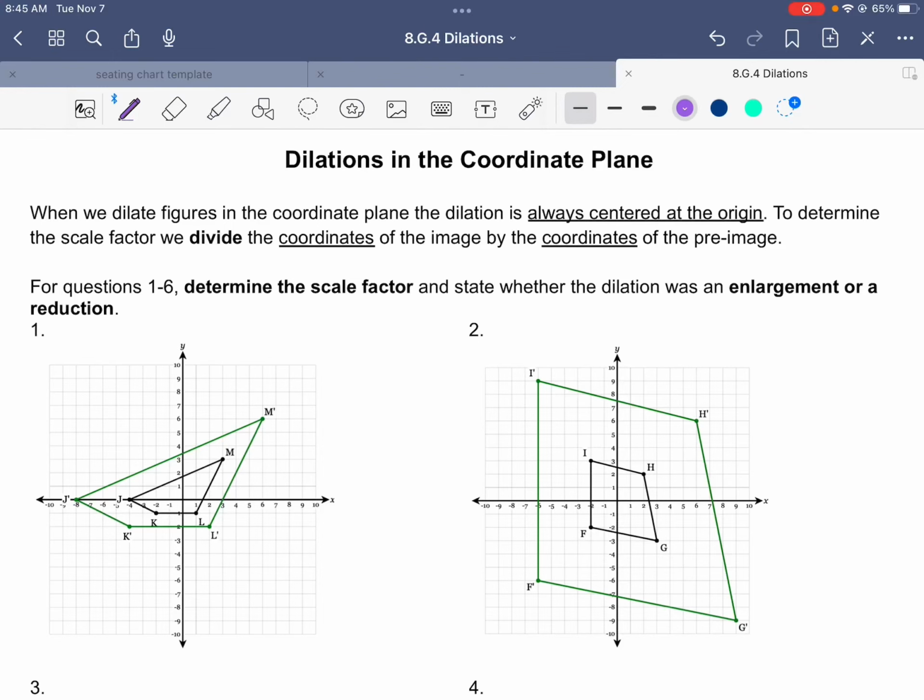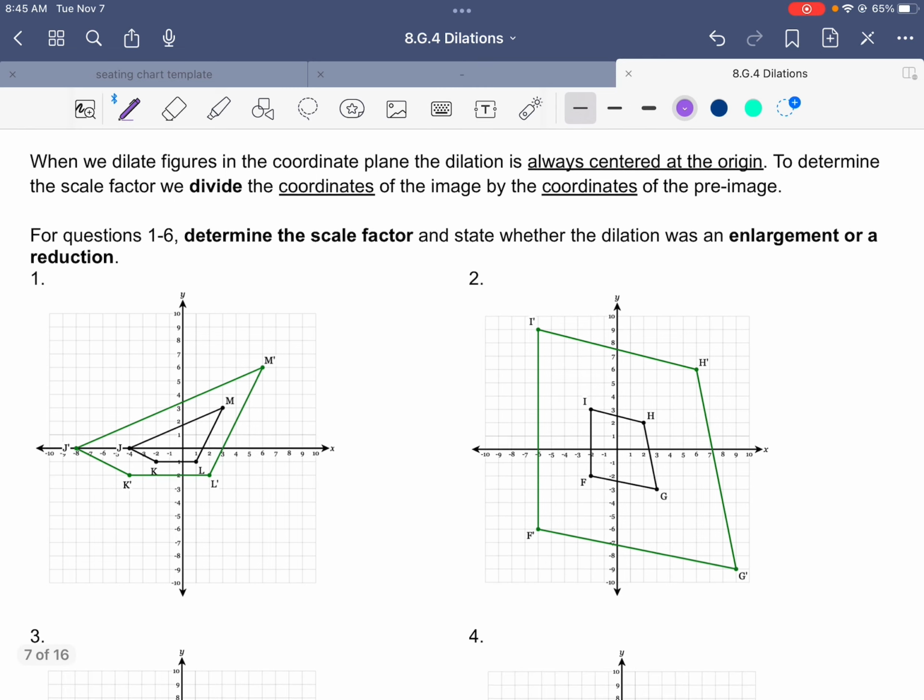So in these notes, we're going to be talking about how to do dilations in the coordinate plane. Dilations are transformations that make figures bigger or smaller through enlargements or reductions. When we dilate figures in the coordinate plane, it is always centered at the origin, so you might see that written in the problem. And to find the scale factor for the dilation, we divide the coordinates of the image by the coordinates of the pre-image.